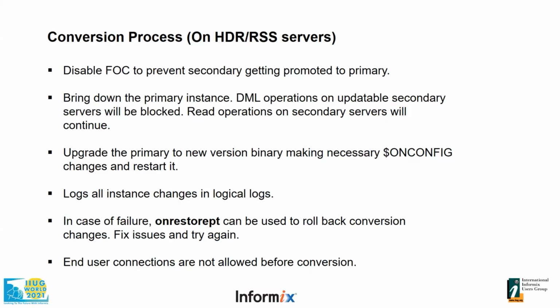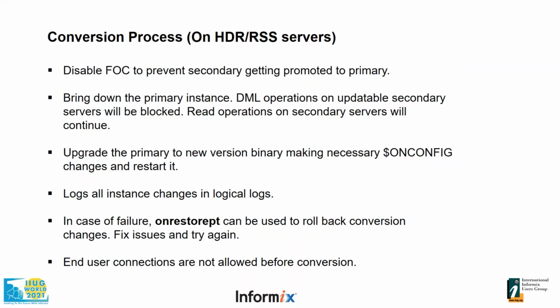Okay. In case you see a failure, thanks to setting the conversion guard, you will be able to roll back those changes using your onrestore pt command. And once you have rolled back, you can try again, fixing the issues that you see in your conversion process, and then you can retry, right? So you will have this restore point here where you can see what caused this issue, and then you can fix those issues and try again. So once your primary is back, we will start converting the secondaries.